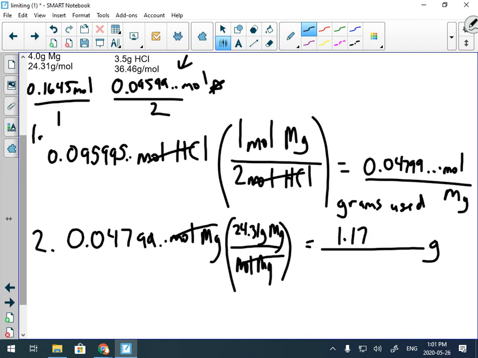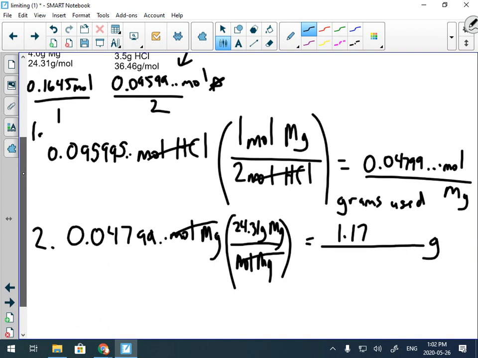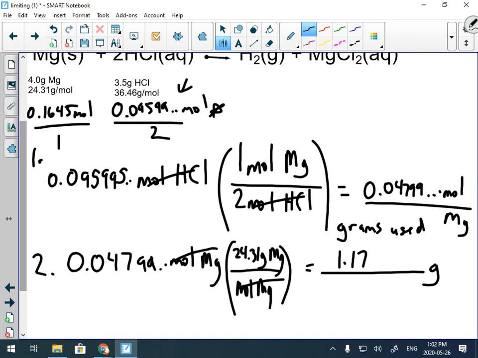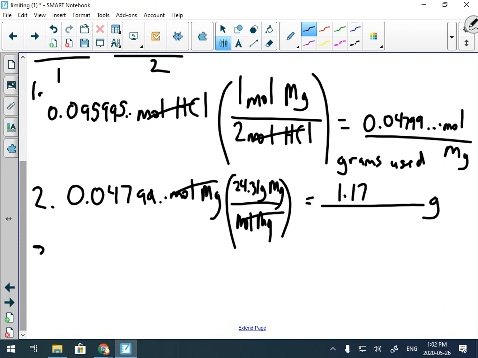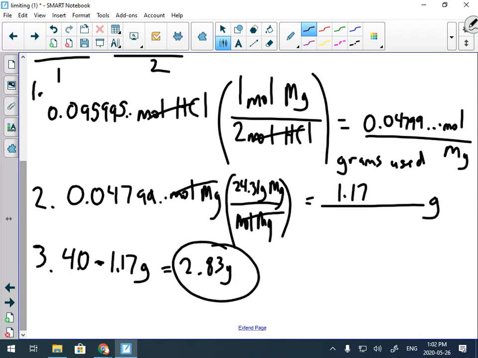Now, you could round here, or you could use the unrounded number, but what that tells me is that if I used all of the hydrochloric acid, I would use 1.17 grams of magnesium. And if we look, we actually have 4 grams of magnesium. So the third step is to take that and subtract it. 4 subtract 1.17, I get 2.83 grams. So that is the mass left over.